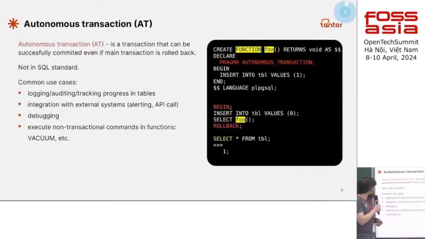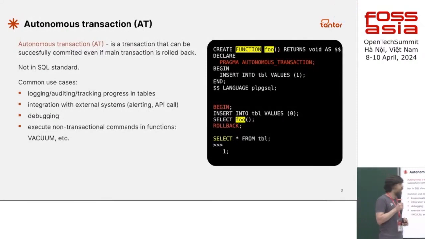Common use cases are logging, auditing, integration with some external API, debugging. Also, many databases use them, so when we try to convert code from another database to Postgres, we could use such a construction. Also, non-transactional commands may be executed in autonomous functions, like vacuum, create table, and many others.